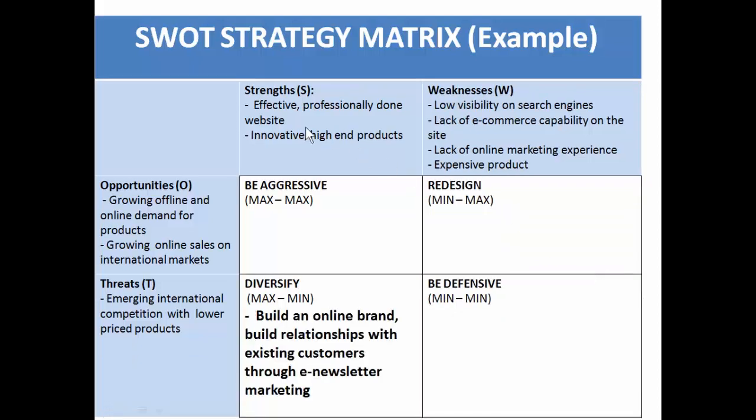Number three, diversify quadrant. What do you do when you have excellent strengths, you have a great website, yet you have lots of emerging international competition? Well, the answer is build an online brand, build relationships with existing customers, maybe through e-newsletter marketing, where you try to remind them of your company, increase their interest in your products, offer them special incentives or rewards, try to make them more loyal.